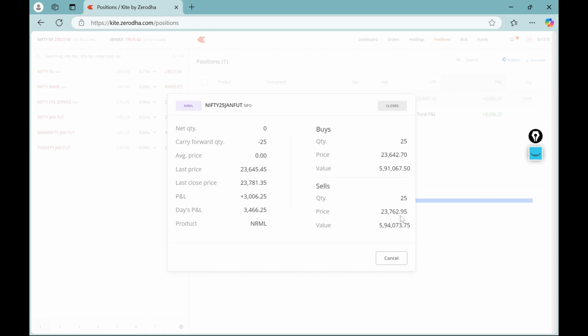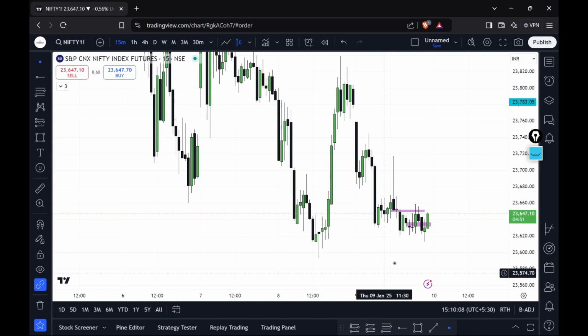Info sells 25. Yeah, I have sold at 23,762. Okay, so this is the carry forward order, right? So that's why it is showing normal here. So I have shorted at 23,762. Now you see 23,762 is here itself.